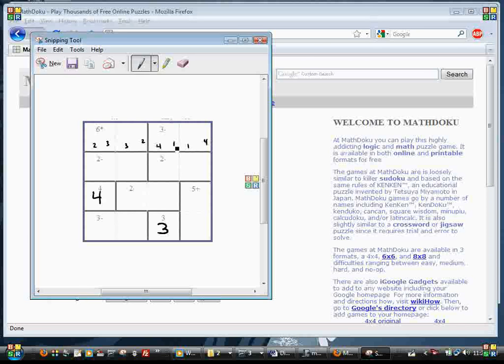Let's see. In the next row, we've got getting 2 by subtraction. Is there anything that's automatic there? I don't think so. What about in the next one, getting 2 by division? Okay. Can it be 4 and 2? No, because you already have a 4, so what does it have to be? It's got to be 1 and 2 in some order. We don't know which order yet. So it could be 2 divided by 1, or it could be 1 divided by 2.